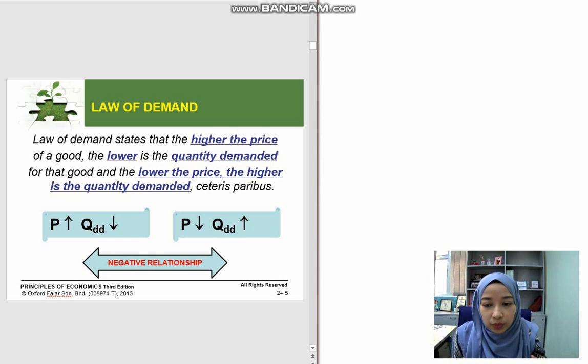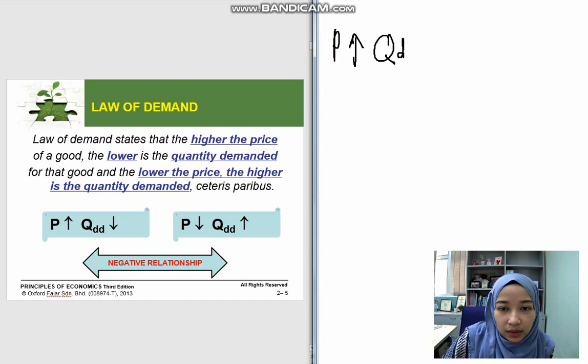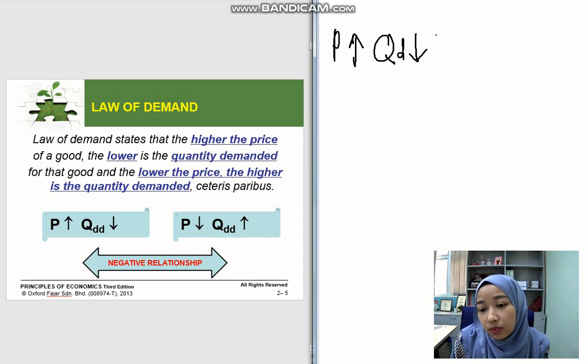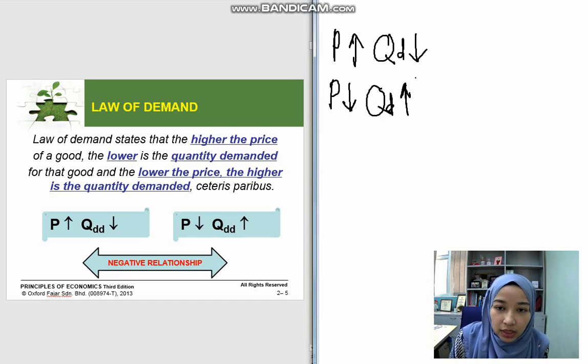Now you put yourself as a consumer and you want to buy a certain product. If, let's say, the price of the product increases, or the price of the product becomes more expensive, what will happen is you tend to buy less of that particular product. You will not buy more because the price has become more expensive. And what happens if the price becomes cheaper? When price becomes cheaper, as a consumer, you tend to buy more, so your demand will increase, the quantity demanded will increase.